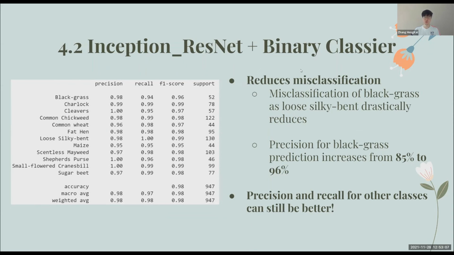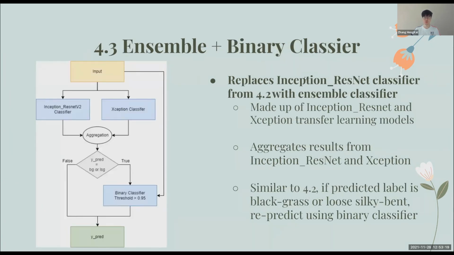However, although this model was able to achieve a 97.8% accuracy on the seedling test dataset, the precision and recall for some of the classes, such as maize and common wheat, can still be improved. To increase the accuracy of classes with low precision and recall, we propose the use of an ensemble classifier to replace the Inception ResNet v2 based classifier.